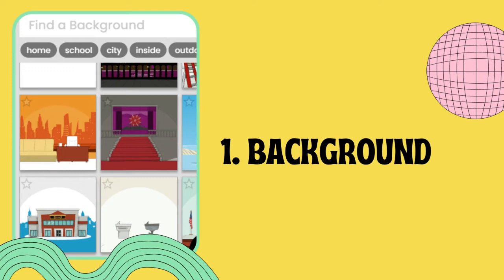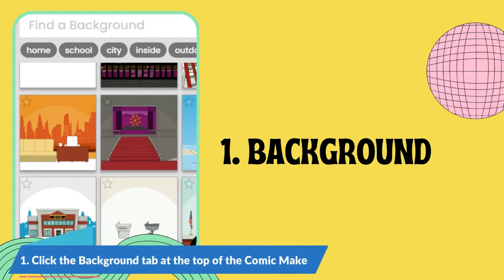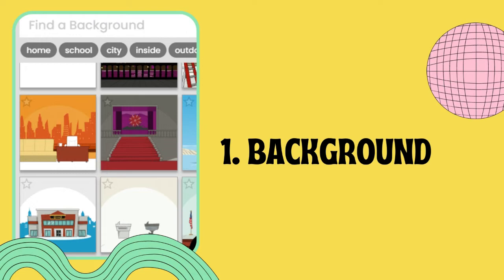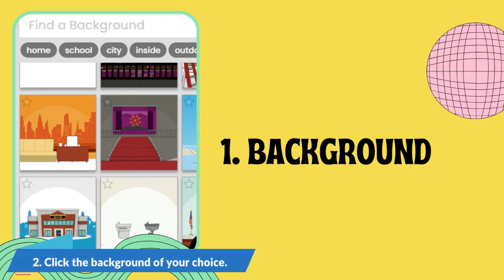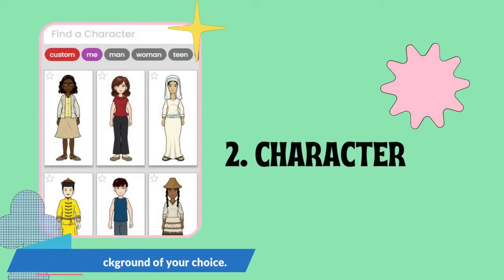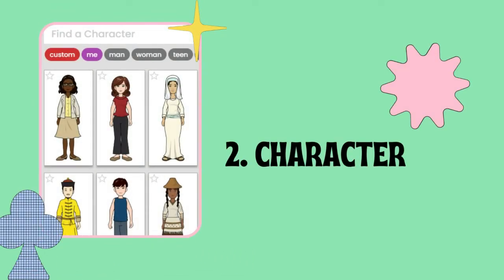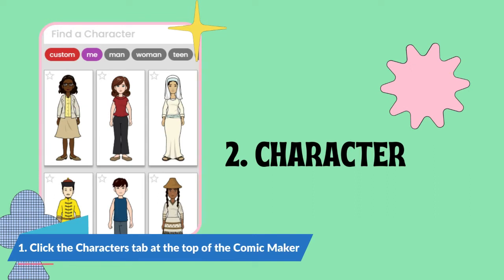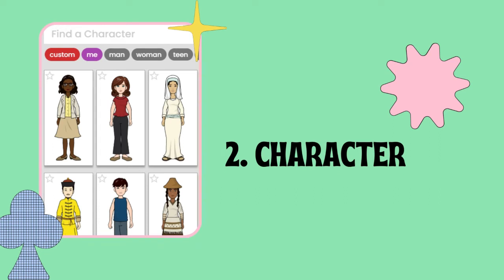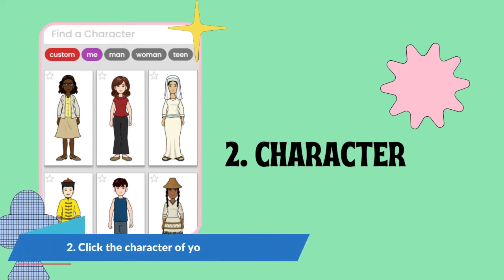To add or change the background of a panel, click the background tab at the top of the comic maker. This will open the background menu. Click the background of your choice. Number 2, character. Click the characters tab at the top of the comic maker. This will open the characters menu. Click the character of your choice.